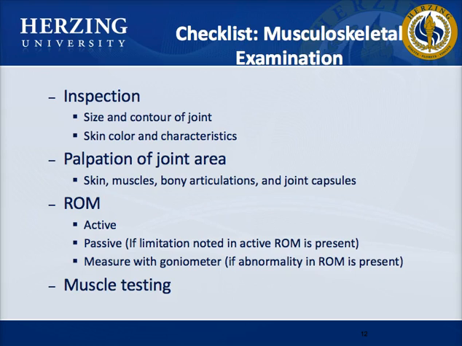So your checklists for your musculoskeletal exam include inspection of the size and contour of joints, skin color and characteristics, palpation of the joint area, which is skin, muscles, bony articulations, and joint capsules, range of motion, active and passive, if limitation is noted in active range of motion, and you need to measure the degree of movement in the joint. And you also would do muscle testing.